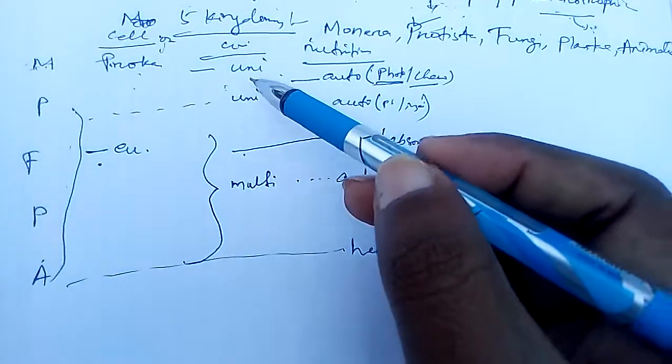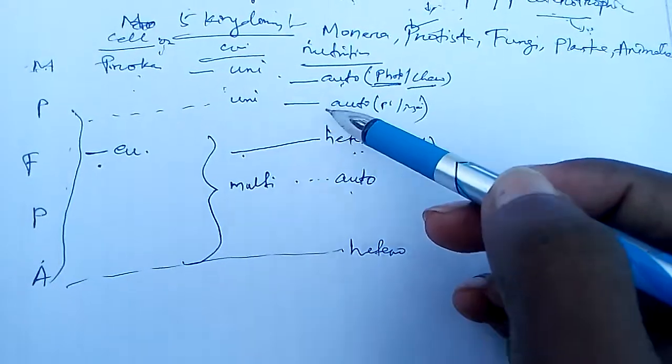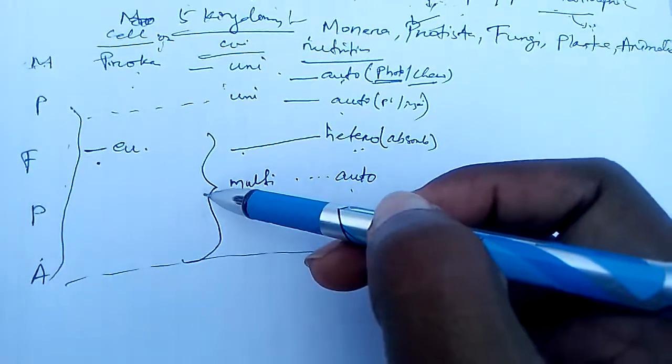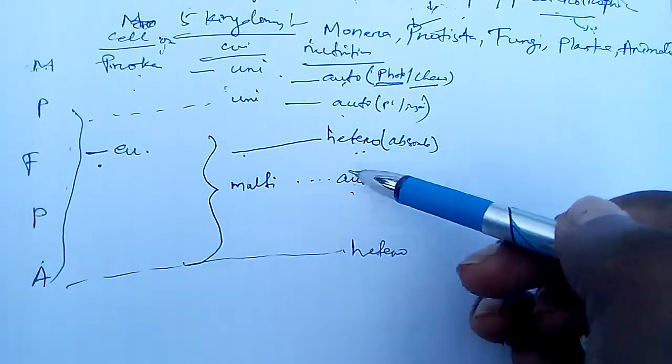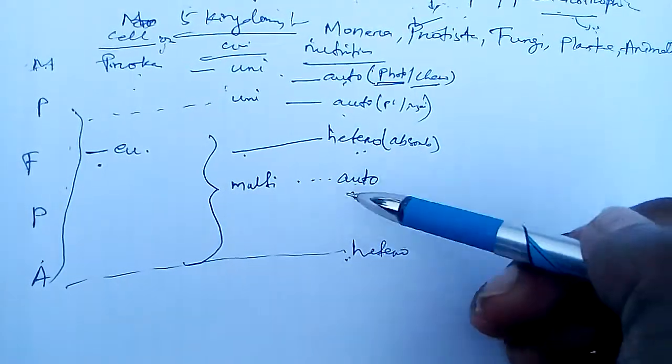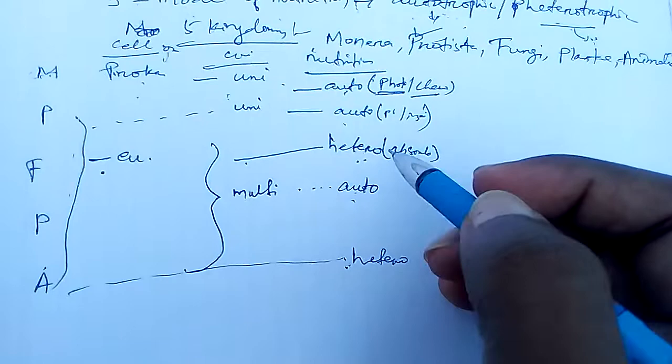So Monera are autotrophs, Protista are autotrophs, and Plantae are autotrophs. Excluding these three, Fungi and Animalia are heterotrophs. They depend upon others for their nutrition.